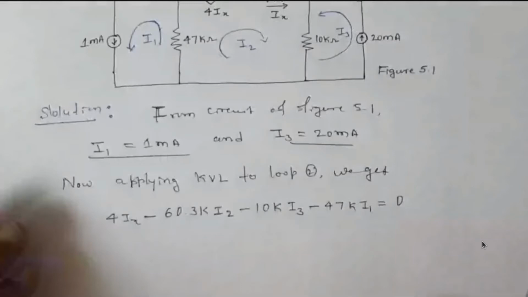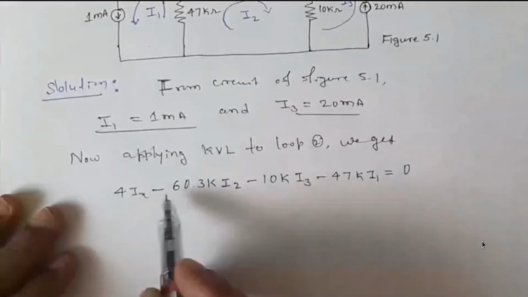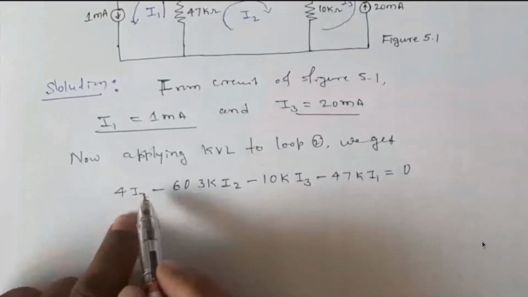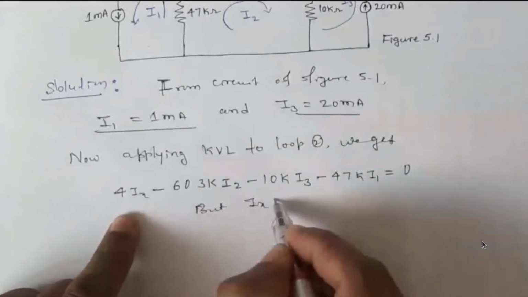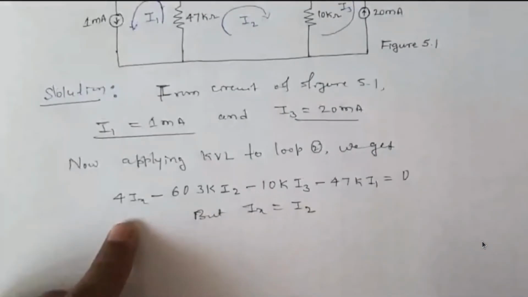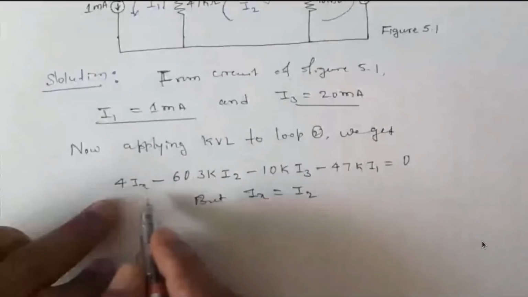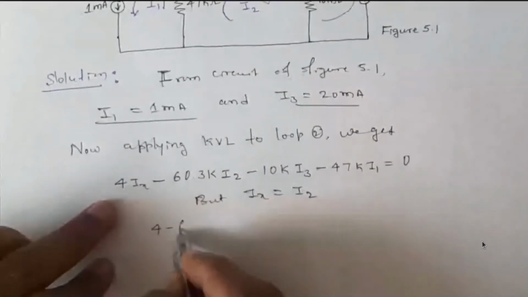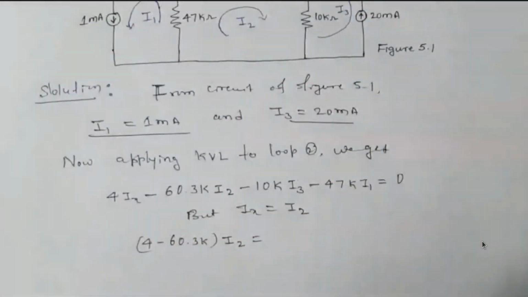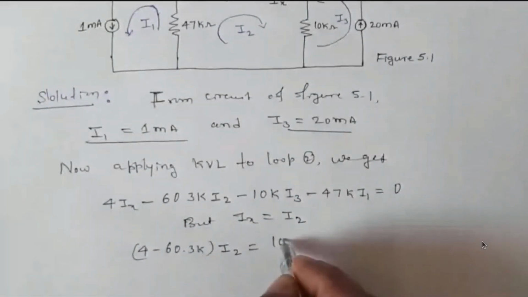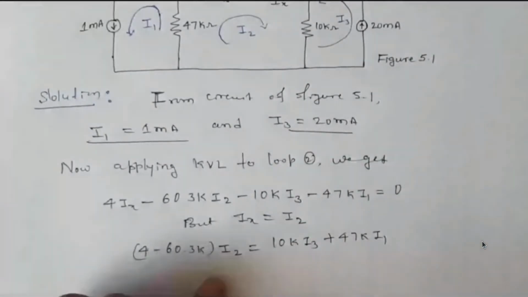Now, it is very simple. But here, because I know the Ix here, because 4Ix is there, I know the value of Ix. But Ix is equal to what? I'll remove that in terms of I2. Ix is equal to I2, if you see from the circuit. That I substitute here. If I substitute here, what do I get? 4 minus 60.3K, I2 taken common, is equal to, on this side, 10K I3 plus 47K I1. I write like this because we should find I2. Our intention is to find I2.